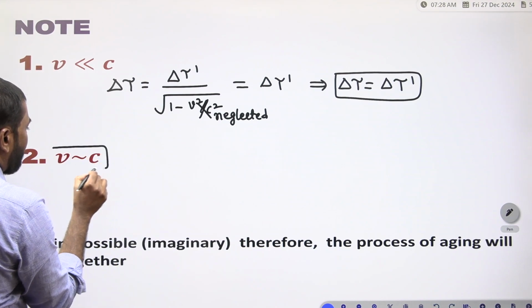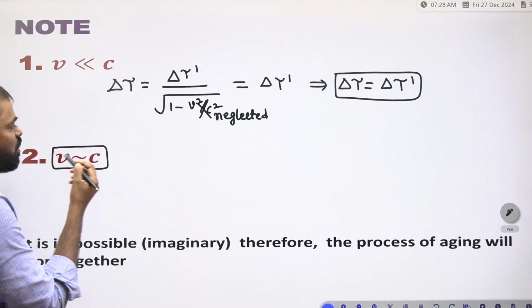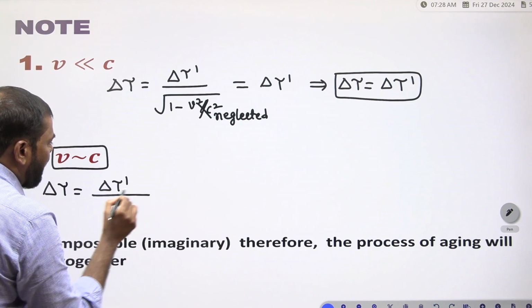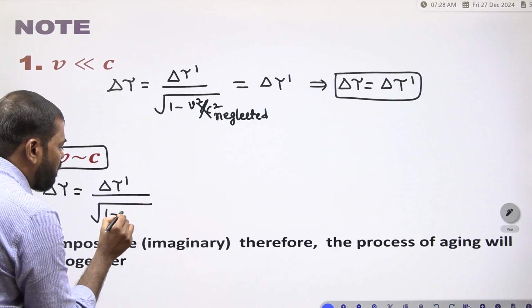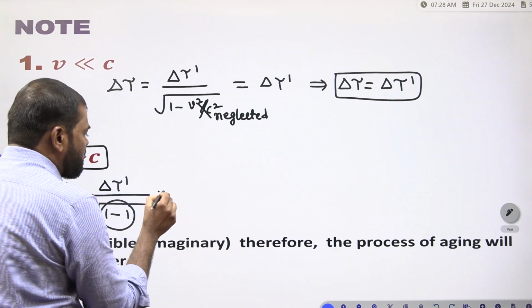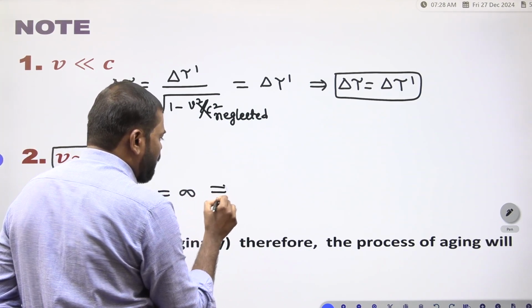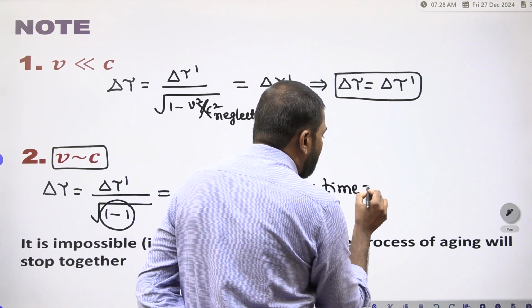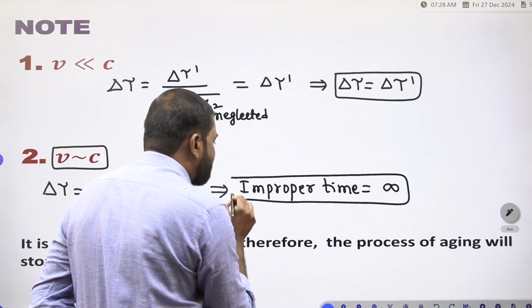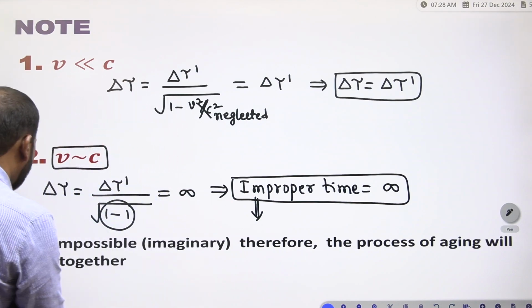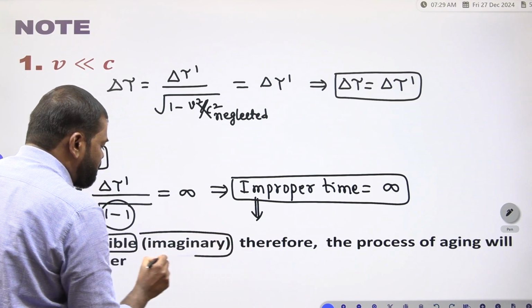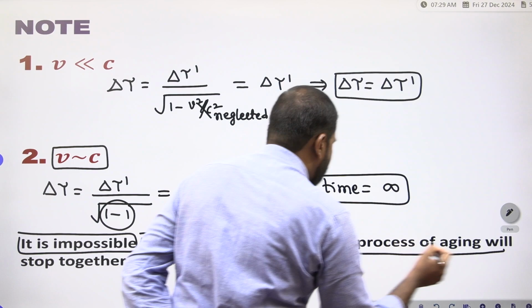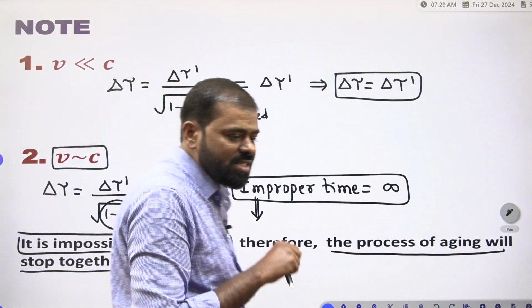If v is equal to c, what will happen? Delta tau is equal to delta tau dash divided by the square root of 1 minus 1. One minus 1 is equal to 0. Something divided by 0 is equal to infinite, which means the improper time tends to infinity. This is not possible; it is an imaginary concept. So, the process of aging will stop altogether. This is the meaning of that.